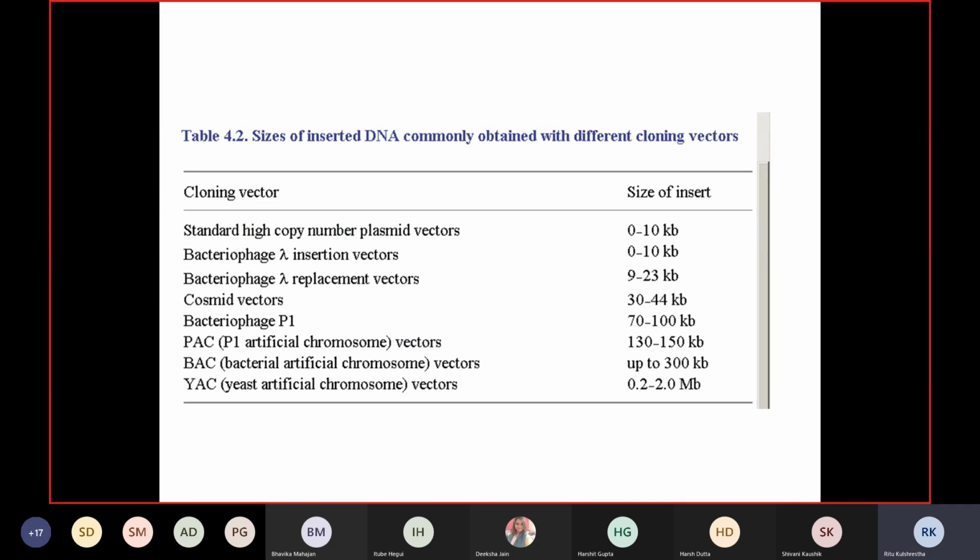So this was the comparison I wanted. If you're asked what is the advantage of BAC over YAC, yes, it's the stability. And what's the advantage of YAC over BAC? It is the cloning capacity.